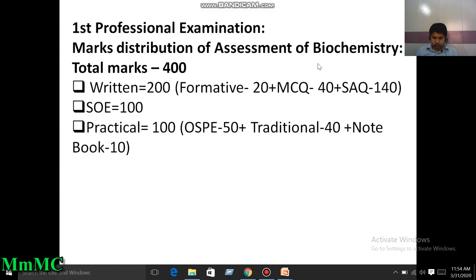Now, define glycolysis with ATP calculation, glycogenesis, and how it is regulated. This also came as a short note. Write a short note about glycogenesis. Gluconeogenesis. This is also important for a short note.